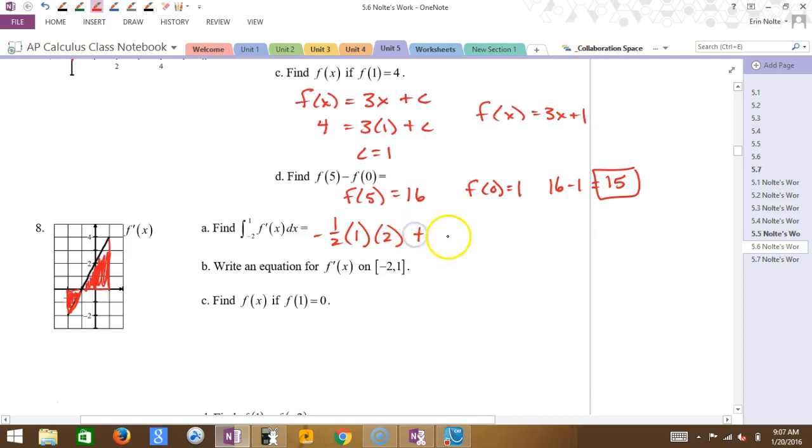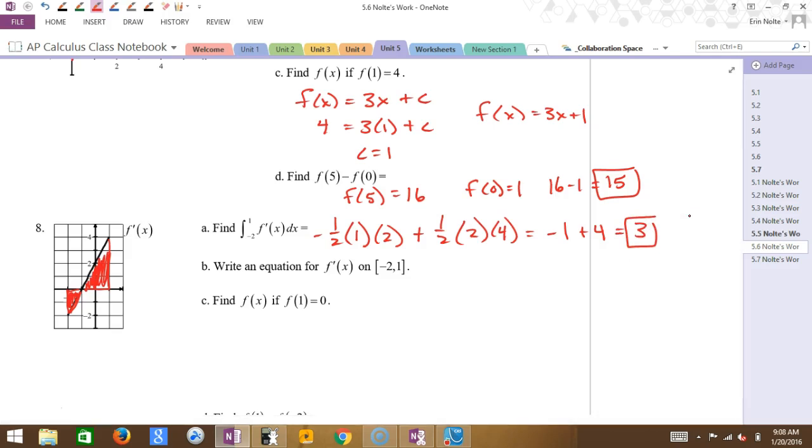2. And then my triangle above is positive, so I'm going to add 1/2 times the base, which is 2, times the height, which is 4. So we get negative 1 plus 4, so we get a total area of 3. Everybody agree with that? Get my math right?